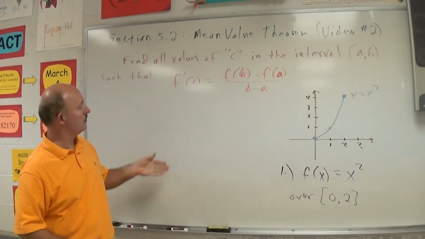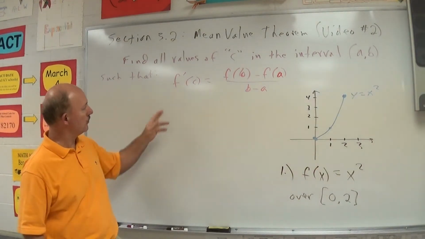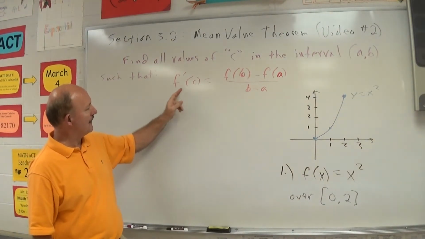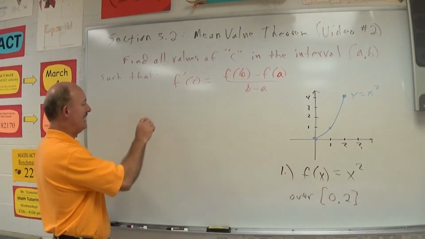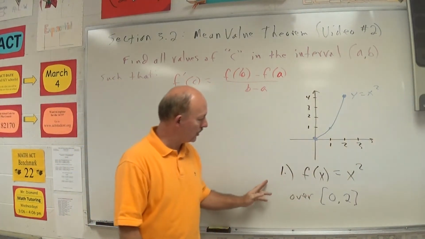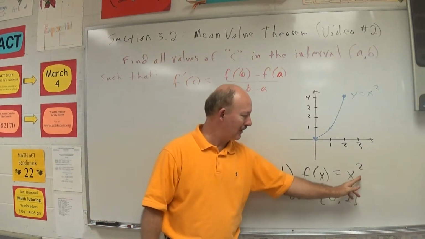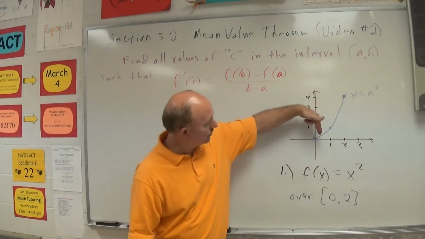Now the mean value theorem says that on a closed interval there should be some c value where the derivative at this x value is equal to the average derivative. That is the instantaneous rate of change. So if you look at my graph here, the first problem we're going to look at is f of x equals x squared over the closed interval from 0 to 2. Now this is what the graph looks like.